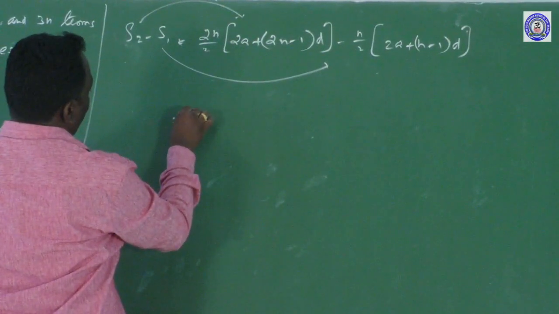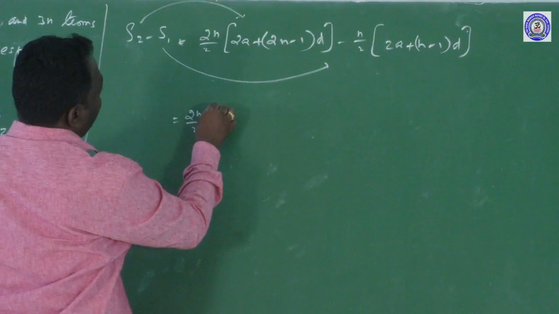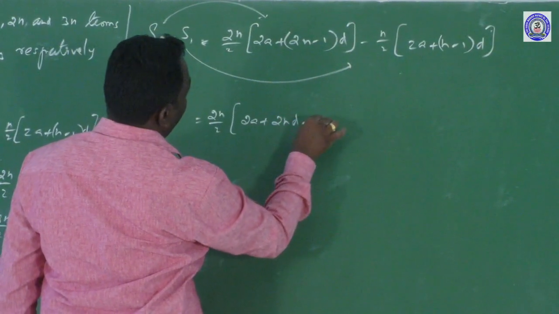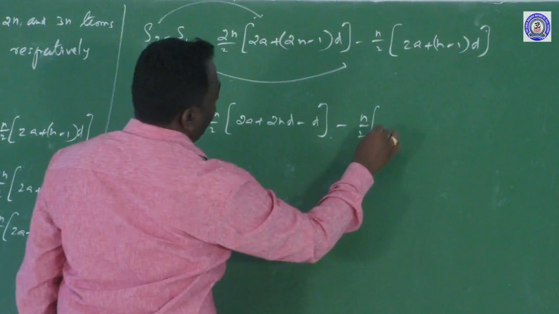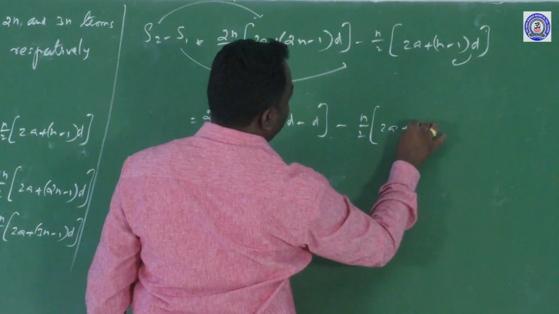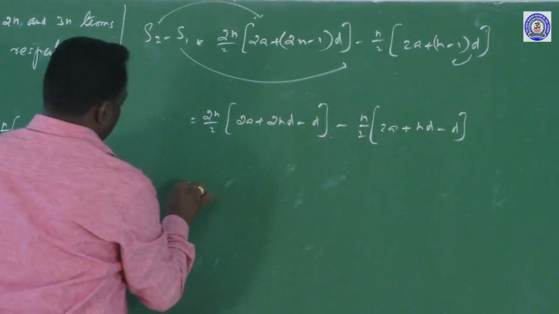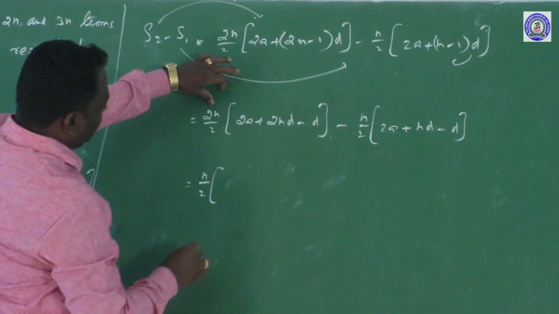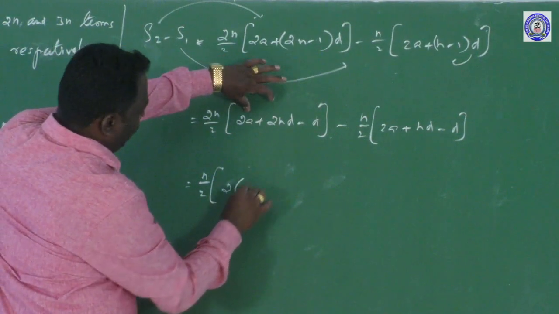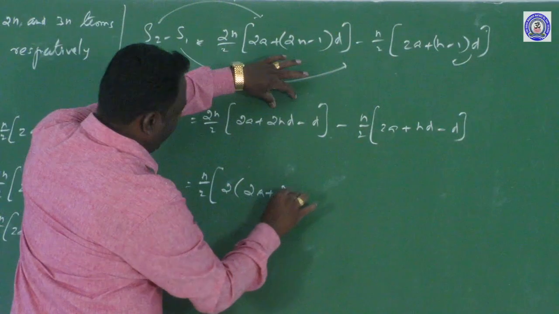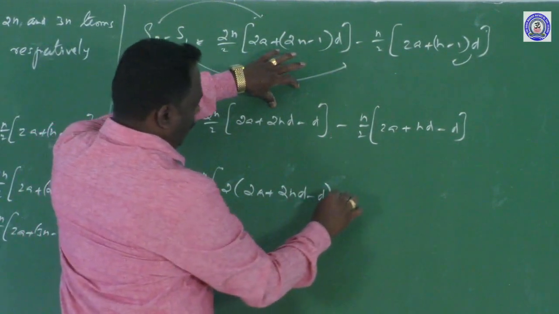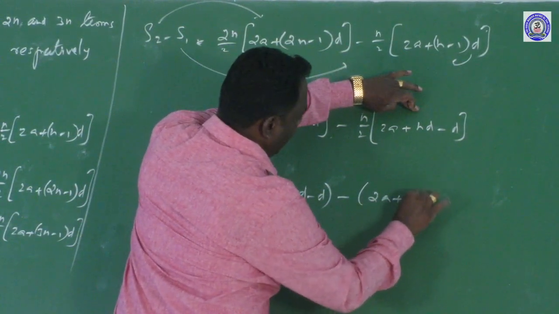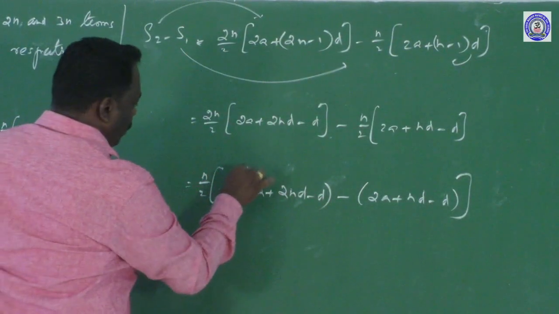Just remove the brackets: 2n by 2 and within the bracket 2a plus 2nd minus d, minus n by 2 within the bracket 2a plus nd minus d. In these two terms n by 2 is common, so take n by 2 outside. Remaining is the first term, 2 into within the bracket 2a plus 2nd minus d, minus the second term, 2a plus nd minus d. Now multiply the 2 into the bracket and simplify.